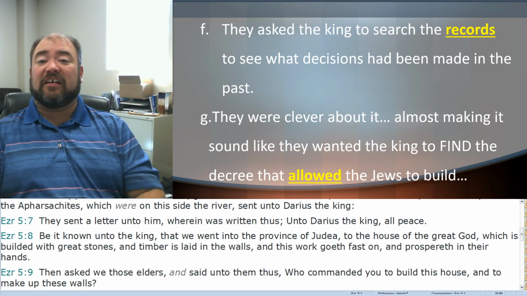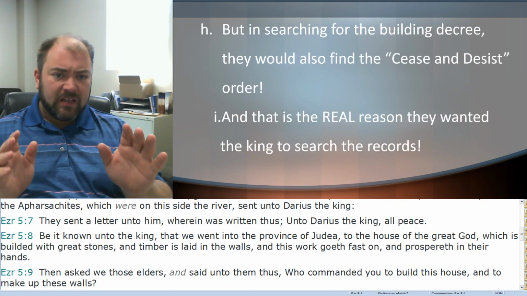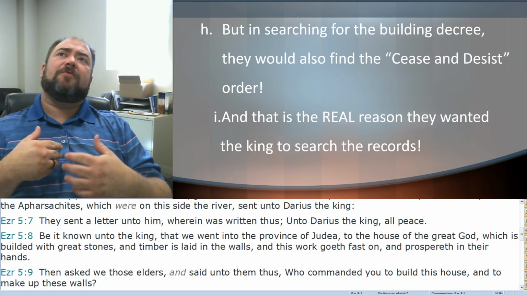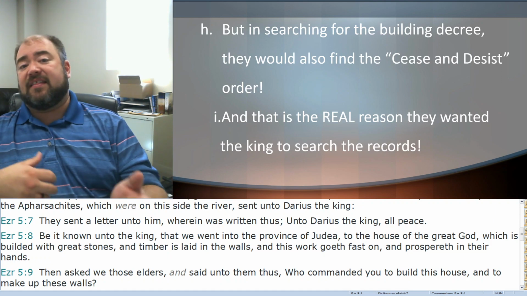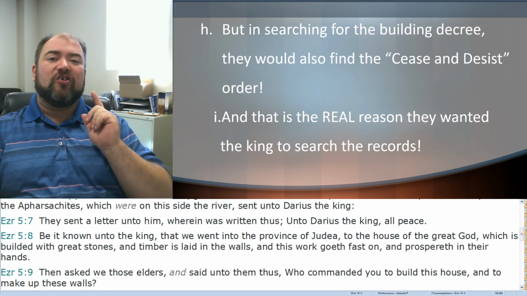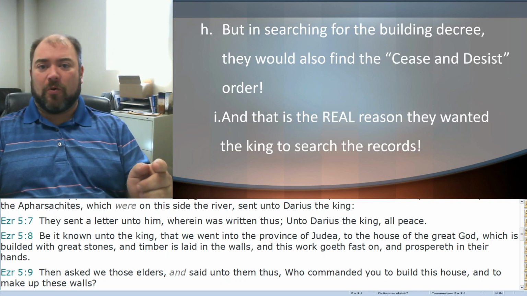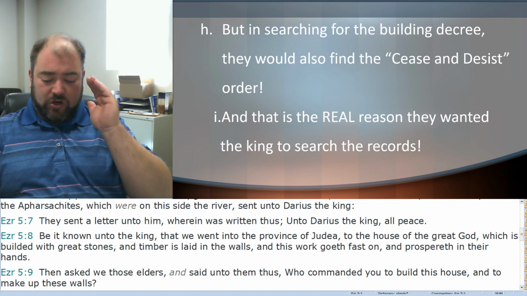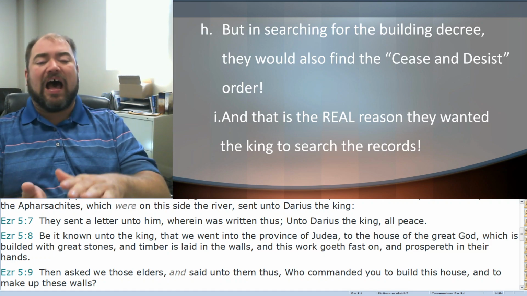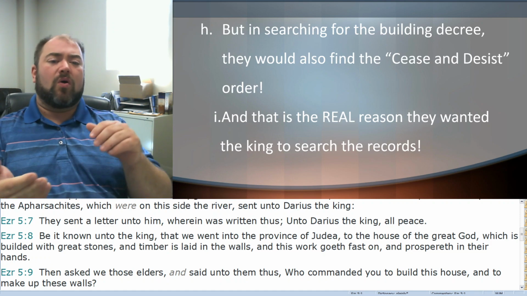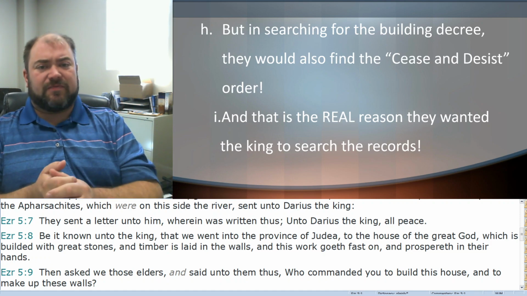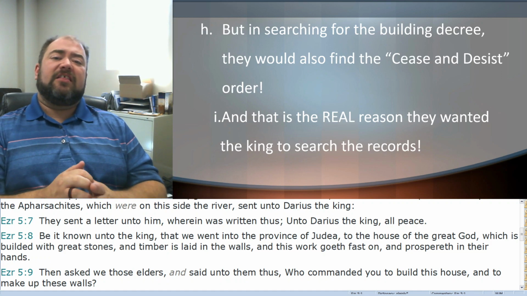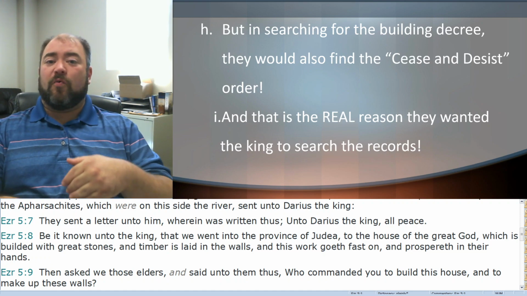But it's very, very clever, because here's the reality. In searching for that decree where the Jews were allowed to go back and to build, they'll also find the cease and desist order. They'll also find the order from the previous king, from Artaxerxes, where Artaxerxes said they needed to stop. They don't need to build anymore. They shouldn't be building, because if they continue to build, they'll be rebellious. And so, yes, they're very innocent and clever in the way they send this letter.